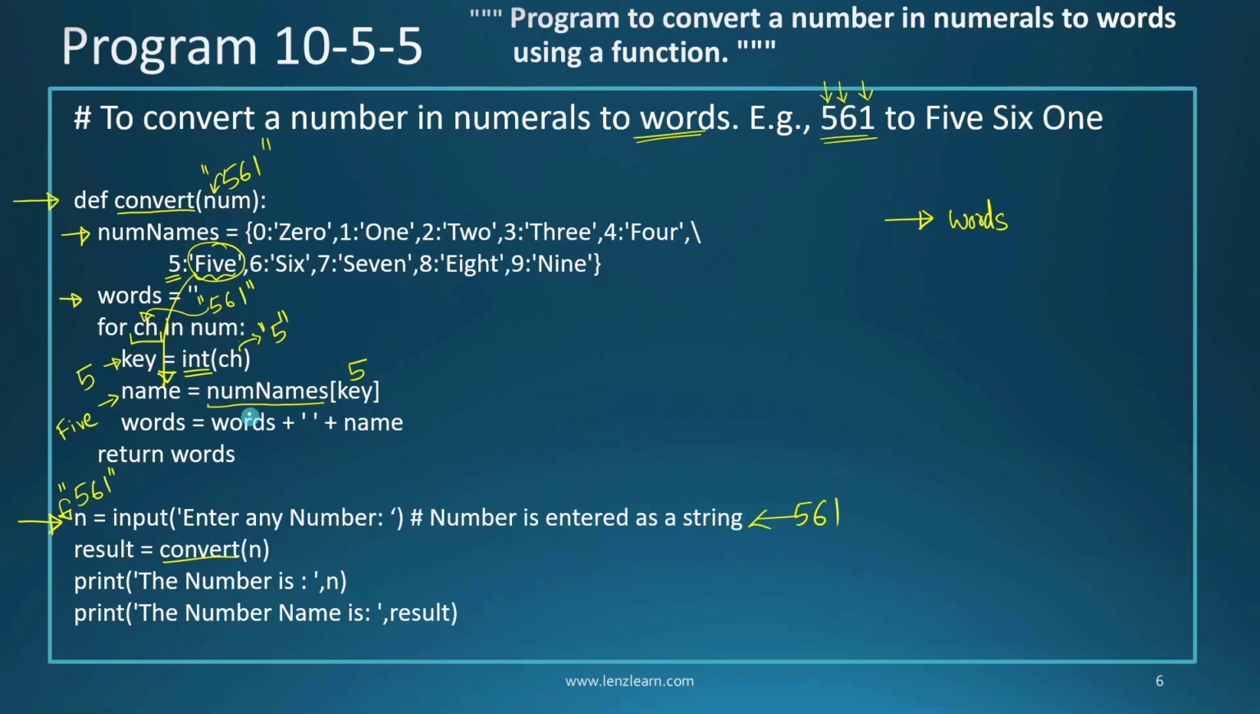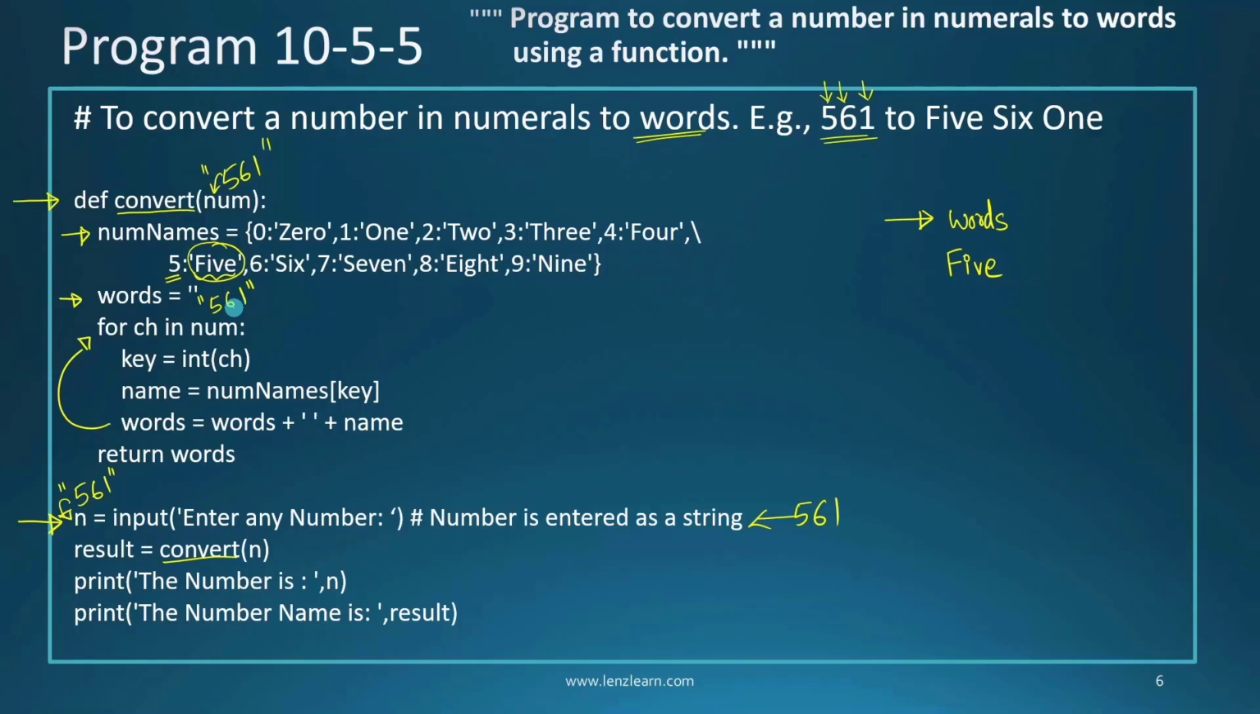So now I will add this word FIVE to our output variable words. Right now words has nothing inside it. I will just add FIVE to it and I will store it in words. So now our variable words has the first number name inside it, FIVE. So now the control will come back to for.